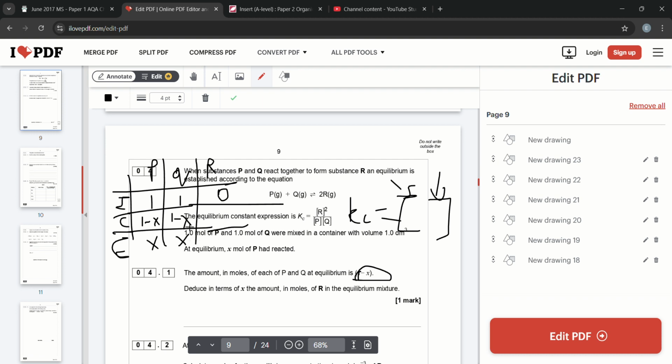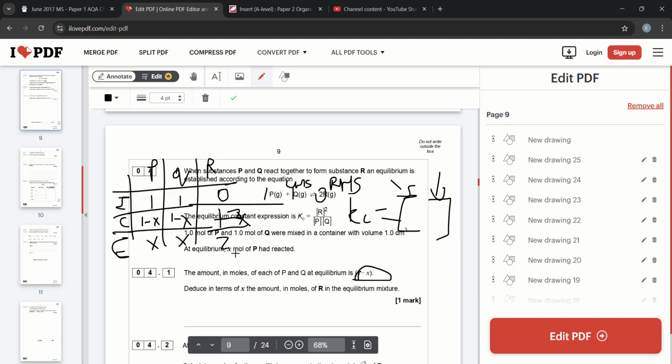And instead of minusing X, this is on the left hand side, and R is on the right hand side, so instead of minusing X, we're going to add X. But because it's got 2 moles and that's 1 mole, it's going to be plus 2X. Therefore we get 2X as the amount of moles of R in the equilibrium mixture. Pretty tricky 1 marker.